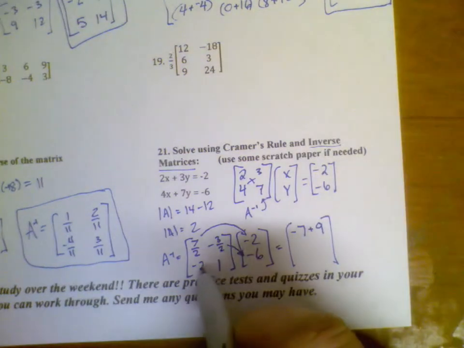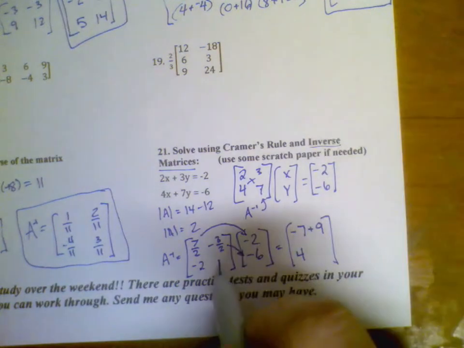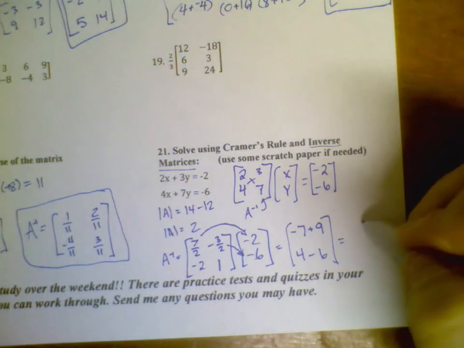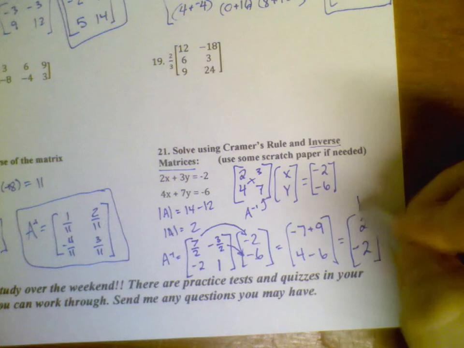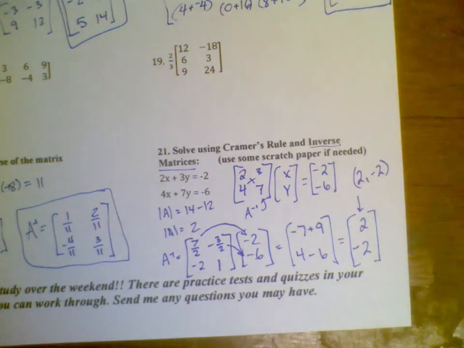And then same thing down here. So -2 times -2, that's 4. 1 times -6, so that's the -6. So we get a 2 up there, a -2 down there. That's your solution. So it would be 2, -2. All right, so that would be the solution.